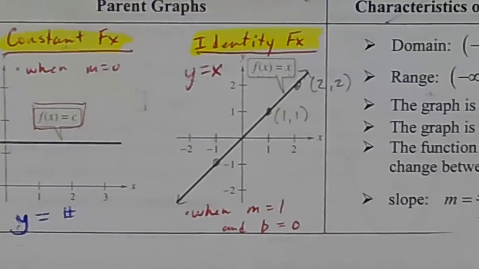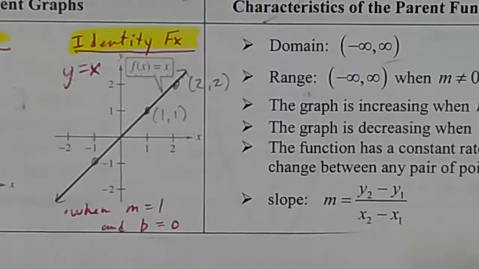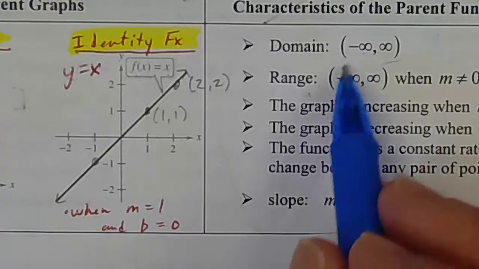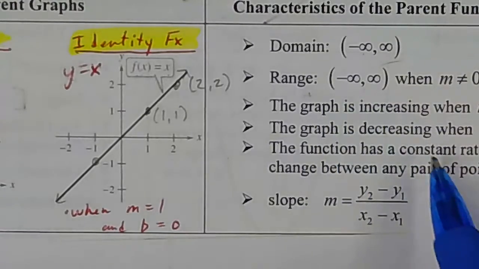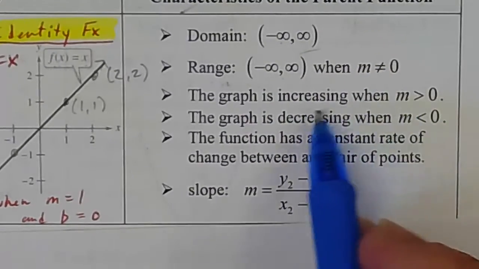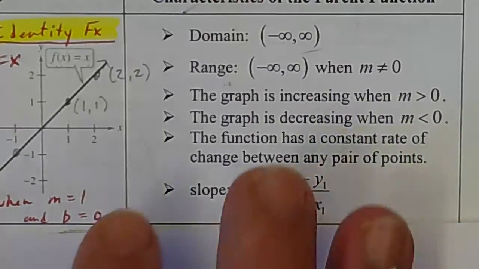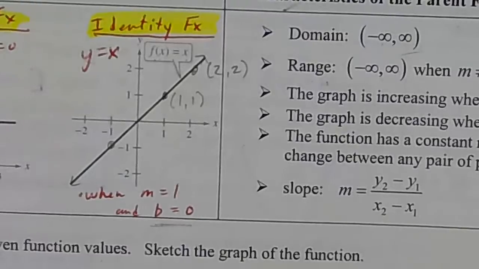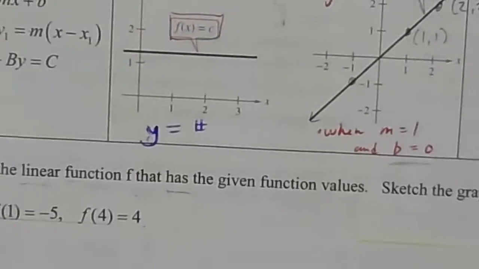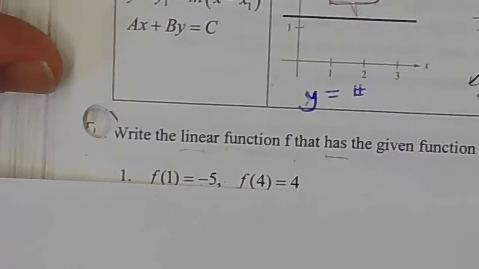Okay, just some review characteristics too that we know about linear functions. The domain and range both are all real numbers. Of course, we know when the slope is positive, it increases from left to right, and it decreases when the slope is negative. Okay, and some other things there. All right, let's go ahead and move on to this first example, and then the next page is some other parent functions.